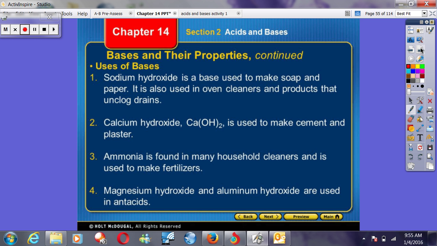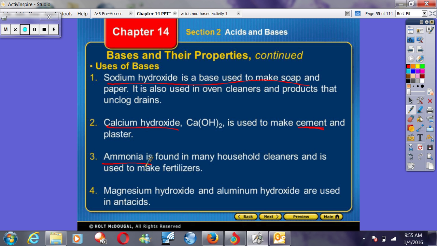Now, for uses of bases. Alright. You've got sodium hydroxide to make soap. So if that's easier for you to remember, sodium soap, right? Sodium soap. Write it down. That's one use. Okay. Calcium hydroxide is for cement. So calcium starts with a C, cement starts with a C. So maybe that's easy to remember.